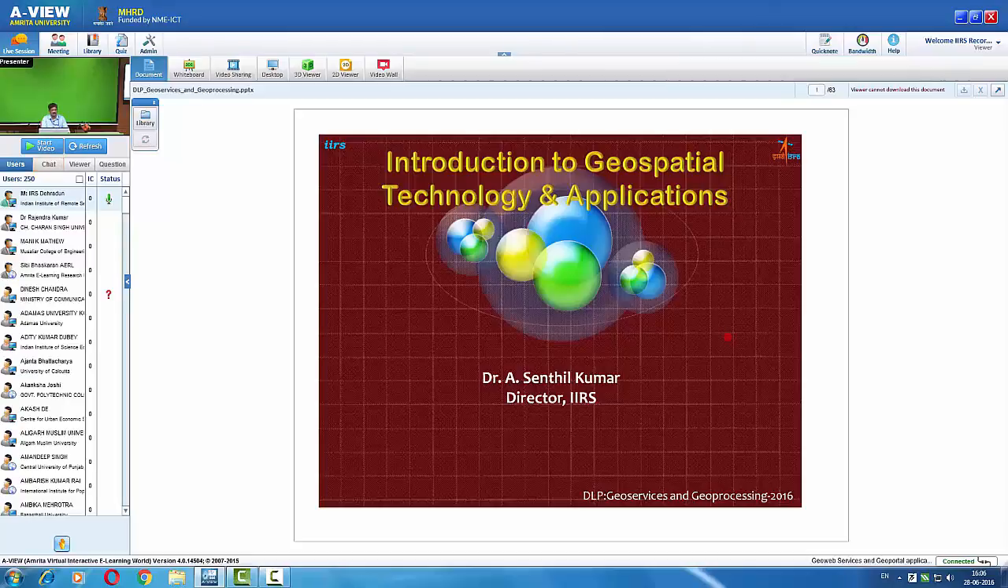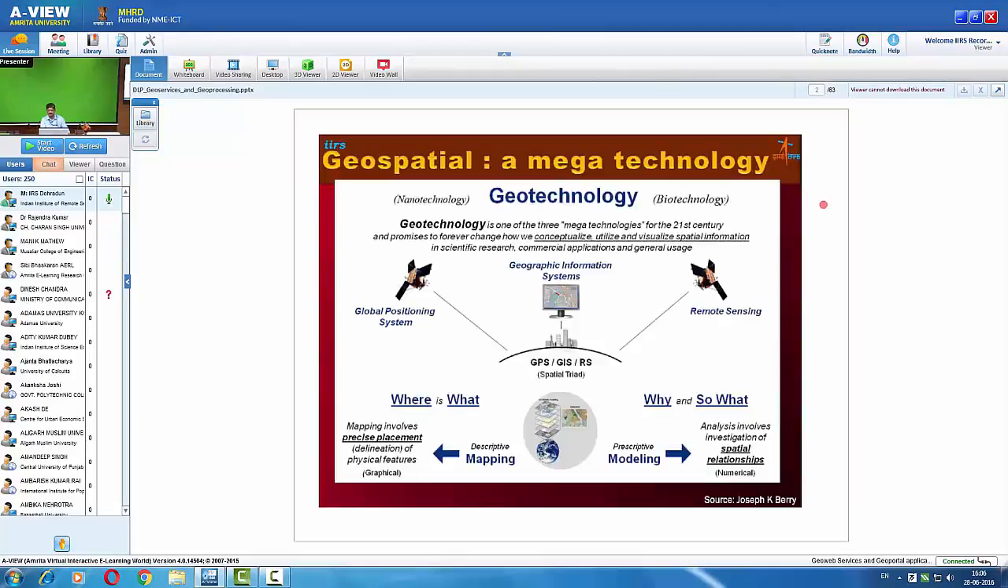To geospatial technology and applications. The geospatial technology comprises three major components: global positioning system, geographic information system, as well as remote sensing.